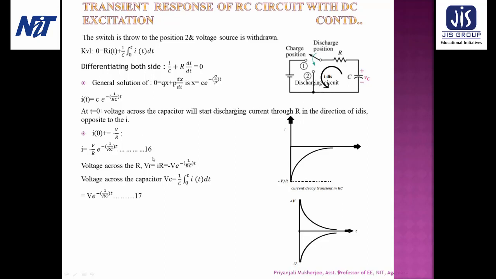So, I0 is equal to minus V divided by R, and if we put that, I becomes minus V by R e to the power minus 1 by RC into T. So, the voltage across the resistor VR is minus V e to the power minus T divided by RC. That means this type of current decay is the transient response, and the voltage across the capacitor Vc becomes V into e to the power minus T divided by RC. So, this is the voltage across the capacitor, and this is the voltage across the resistor.